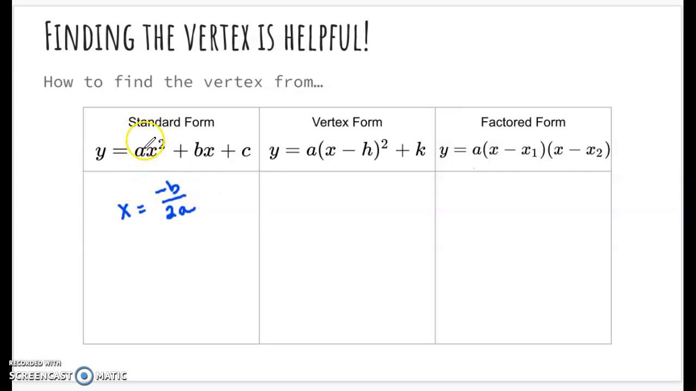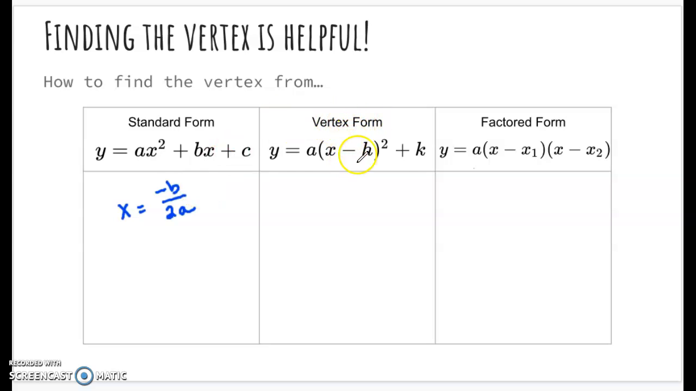Notice standard form is written out in descending order, right? So the coefficient in front of your x squared is always your a. The number in front of your x is always your b. And the number that doesn't have an x at all, your constant, that's always your c. Okay, so you would just take your b and your a, plug them into this formula, and that would tell you the x coordinate of your vertex.